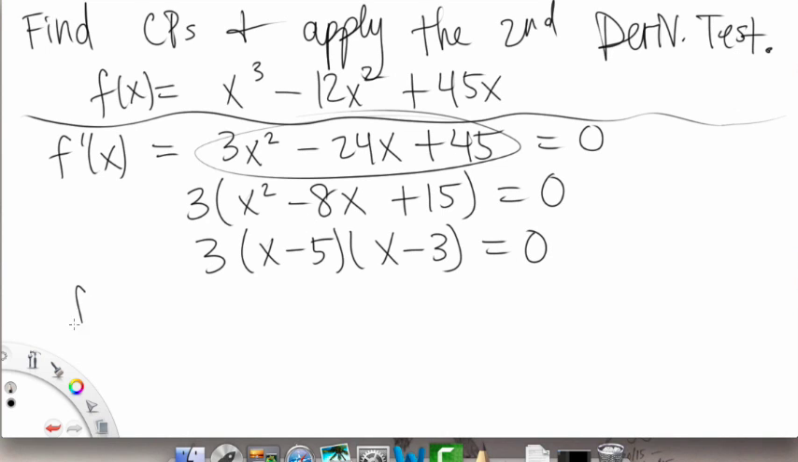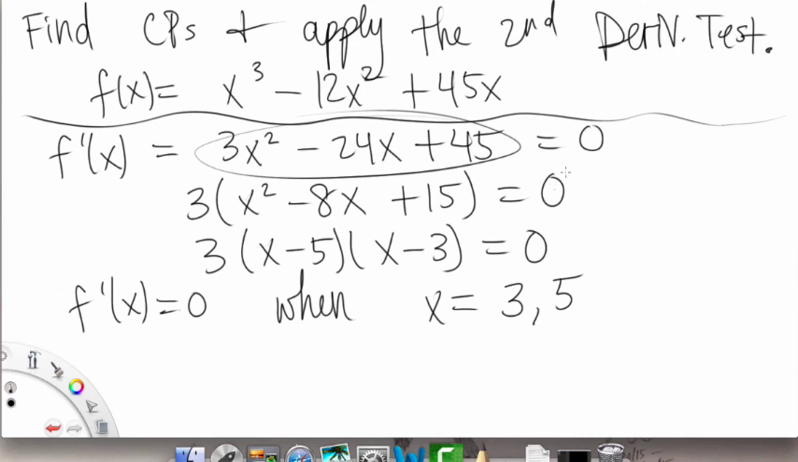So our f prime of x equals 0 is a critical point. There's a critical point when we have that x is equal to 3 or 5. Okay? So these are our critical points, and now what we can do is apply the second derivative test. So let's do so on the next slide.